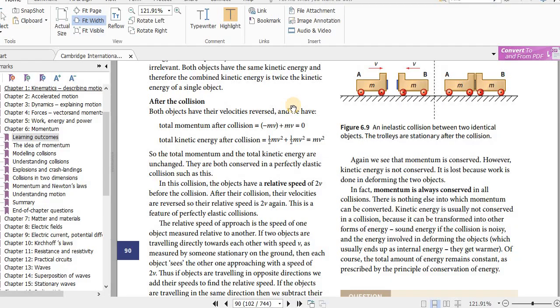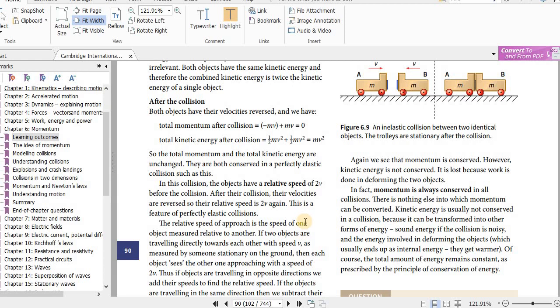Let's say you are traveling in a car and there's another car coming on the other lane towards you, and let's say both cars are traveling at 50 kilometers per hour. So it will appear as if the other car is moving at 100 kilometers per hour, because you are moving at 50 kilometers per hour, and the other car is moving towards you at 50 kilometers per hour. Then you see it as if it's moving at 100 kilometers per hour.